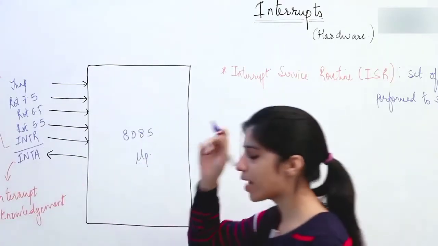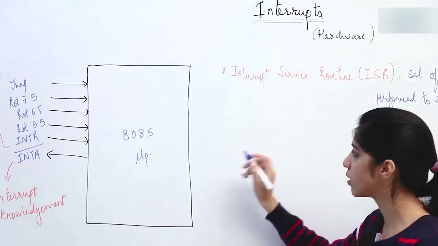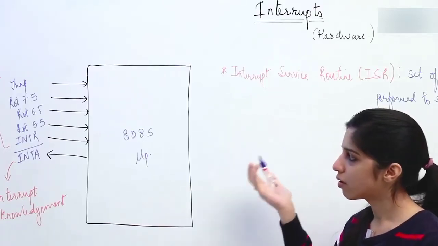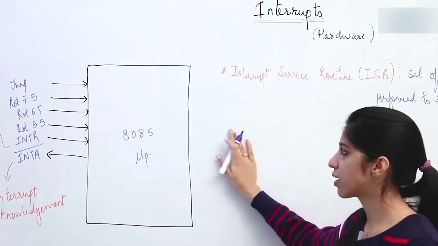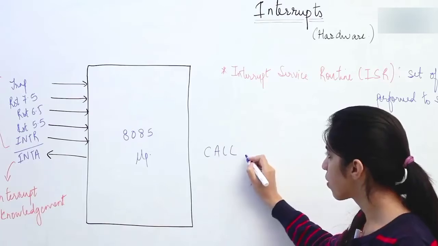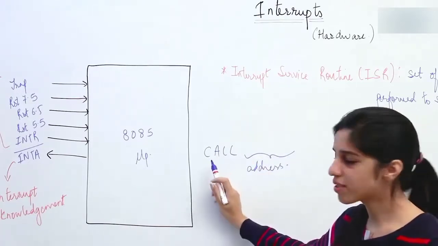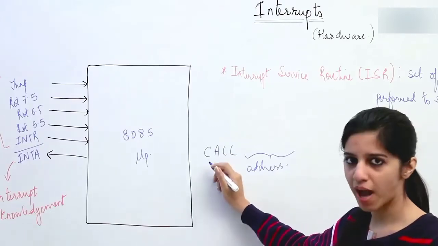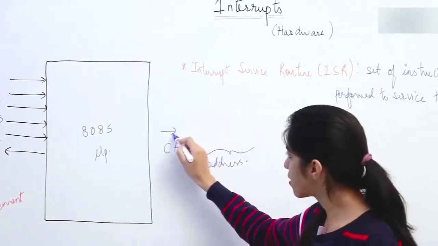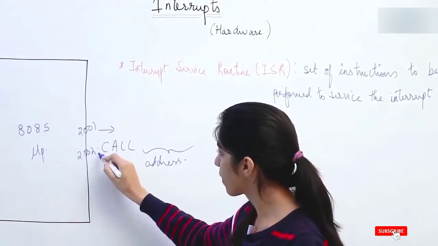Fine. So what happens is, initially a call instruction is executed. We've already seen the call instruction, or if not, we'll see it in further classes. Suppose you give an instruction like this: call and some address. Whenever this instruction is given in a program, after completing the previous instruction, suppose this is at 2001, this is 2002.